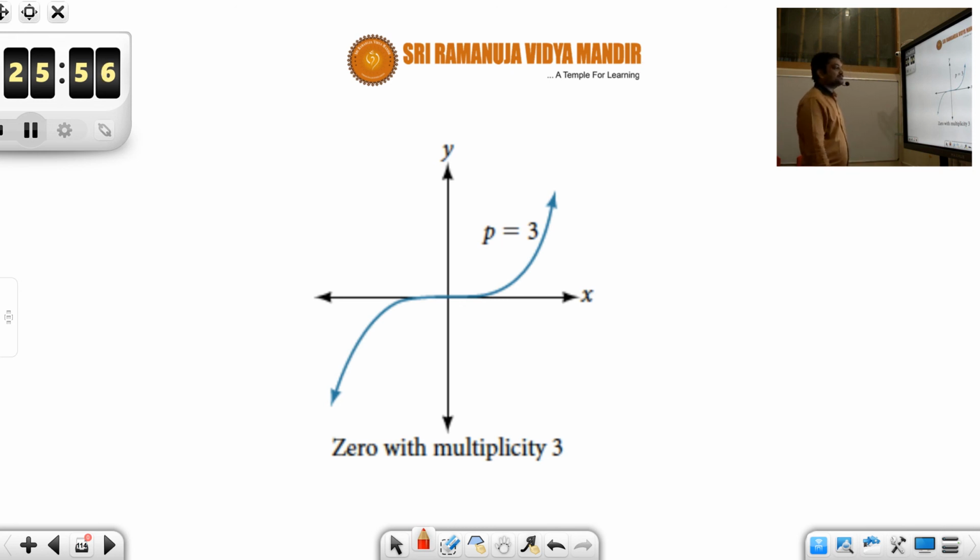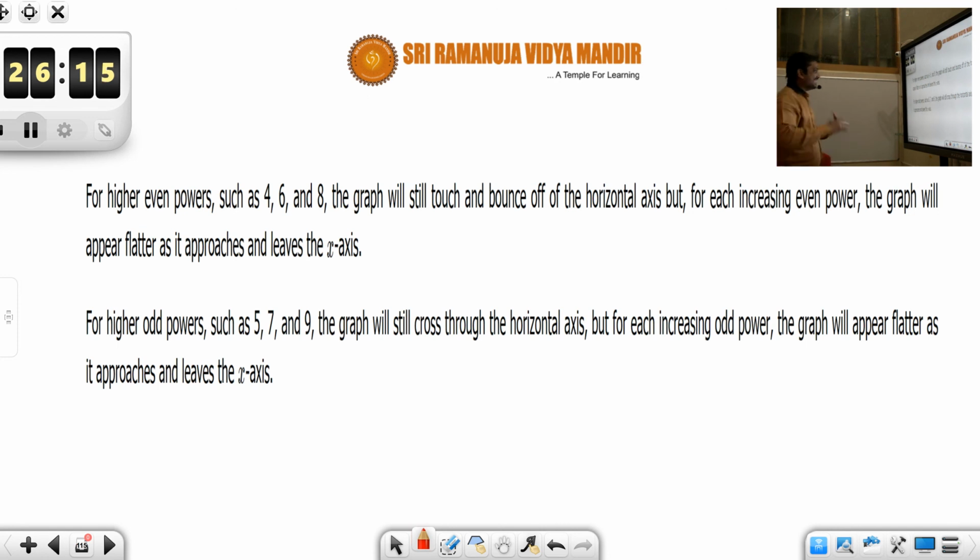And then, for a zero with multiplicity 3, what you can observe is, see, the graph crosses the axis, but it flattens out at the intercept. It flattens out and then it crosses, because it is cubic in nature. Now, for higher even powers such as 4, 6 and 8, the graph will still touch and bounce off of the horizontal axis. But for each increasing even power, the graph will appear flatter as it approaches and leaves the x-axis.